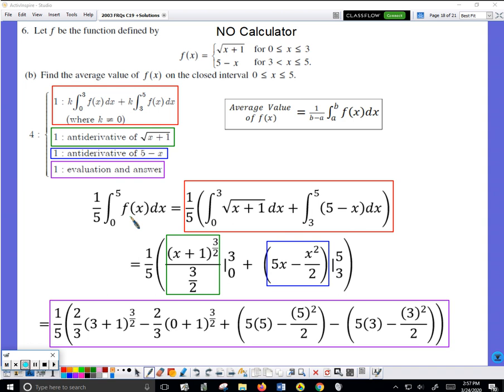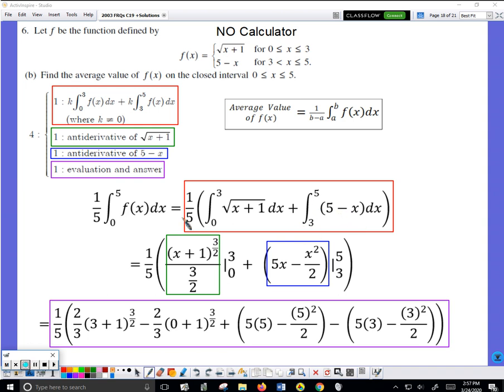But remember, for our class, we don't worry about the subtlety of the fact that this piecewise goes from 0 to 3, and this goes from just after 3 to 5. In terms of integrating, you don't have to worry about that. So the first half goes from 0 to 3 and uses the top formula. Second integral goes from 3 to 5 and uses the bottom formula.